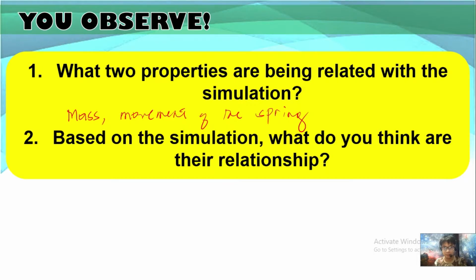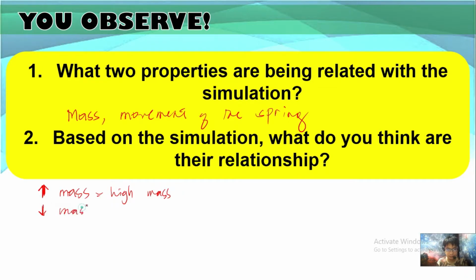Correct. Based on the simulation activity, we have seen that the amount of mass attached to the spring affects the movement of the spring itself. So let's try to write it down here. An arrow pointing up means high mass, and an arrow pointing down means low mass. So we have here low mass.